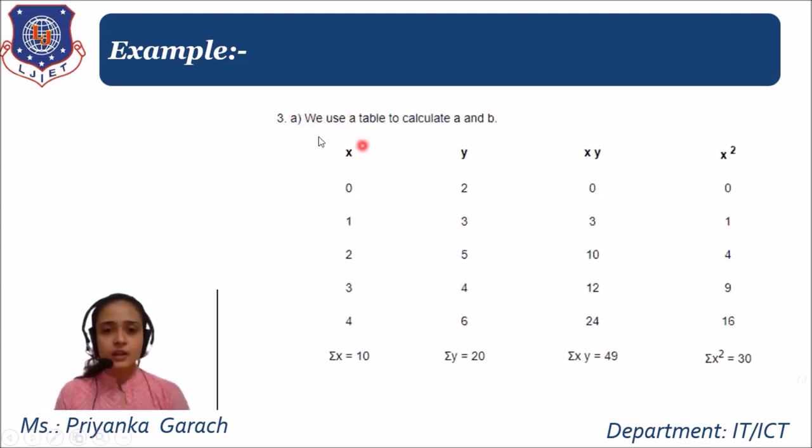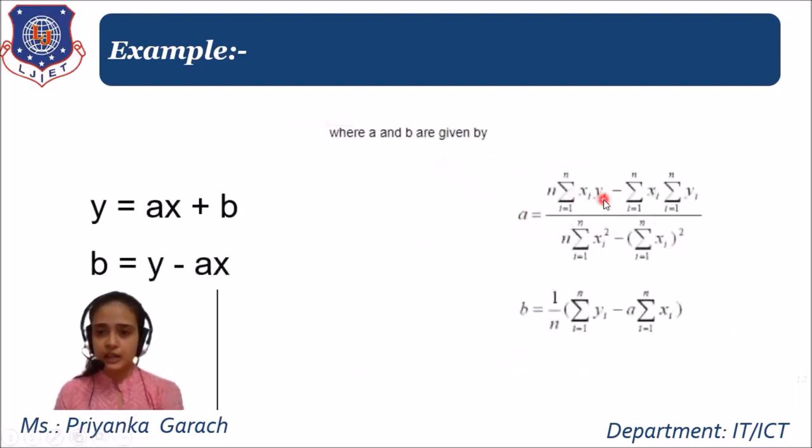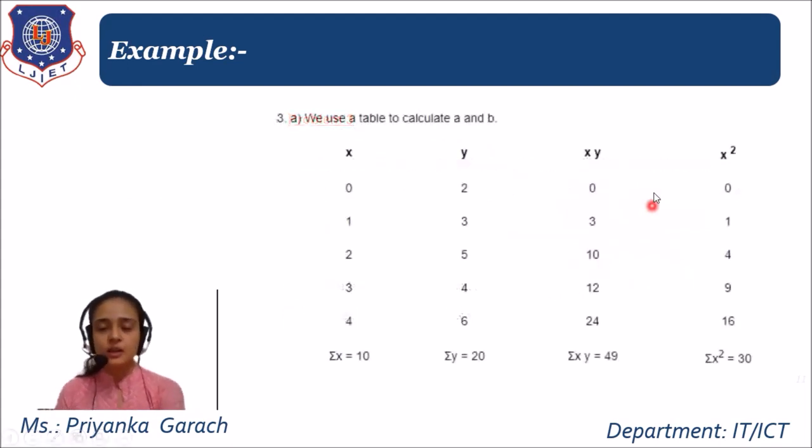So let's put the values. Let's start with the solution. This is my value of x and y, which is given in the table. The summation of x is 10 and the summation of y is 20. Now in the formula for finding a, I want the multiplication of x and y and the summation of that, and I also want the value of x square and the summation of that also. So I am writing x into y and x square.